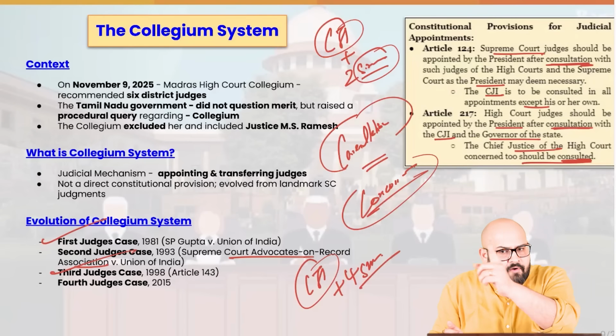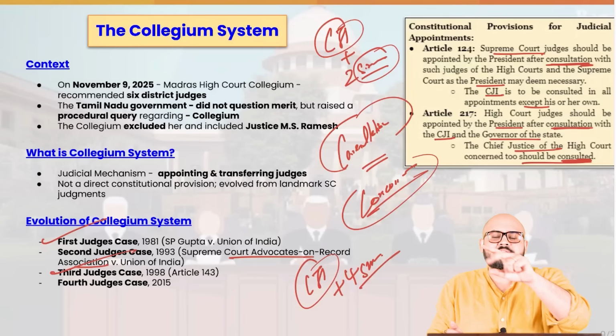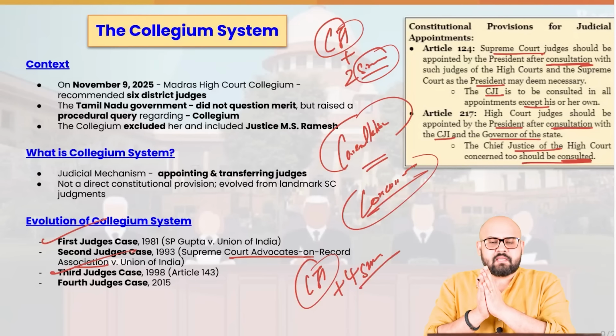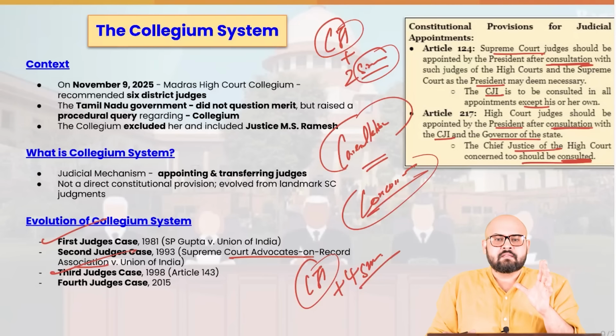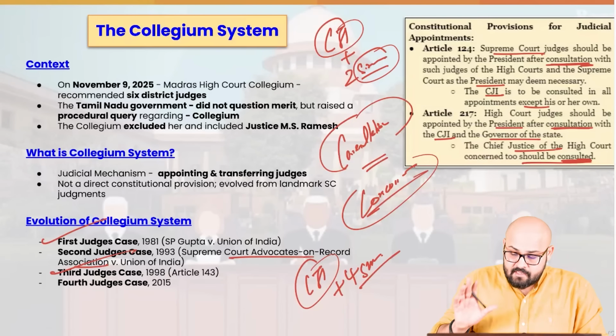What is the Collegium for a High Court? It is the Chief Justice of that particular concerned High Court and the two senior most judges. I hope it is clear. So this gives the judiciary complete power to decide the appointments and transfer of judges with respect to higher judiciary. That is what you'll have to understand.